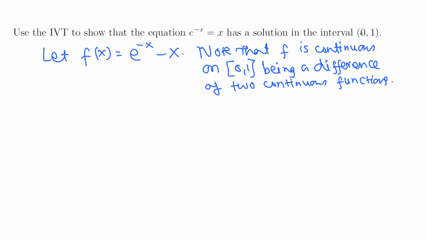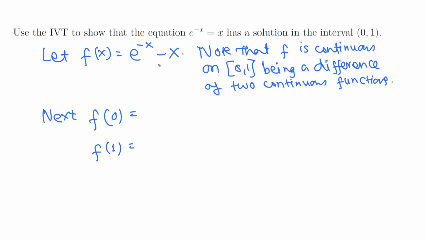Now, to have a 0, this function should assume a negative value and a positive value at the endpoints. Then 0 is in between the negative and positive values, so we will be done. Next, we evaluate the function at the endpoints 0 and 1, f at 0 and f at 1. One of them should be positive and the other negative.